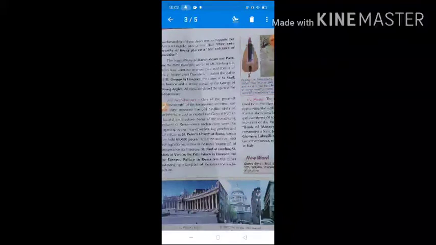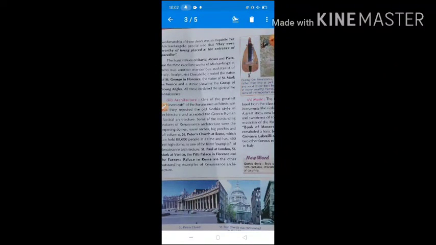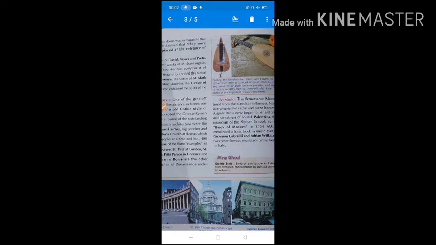Greco-Roman classical architecture. Some of the outstanding features of Renaissance architecture were the imposing domes, round arches, big porches, and tall columns. St. Peter's Church at Rome is an example in the field of architecture, which can hold 80,000 people at a time and has a 400 feet high dome. It is one of the finest examples of Renaissance architecture. St. Paul's at London and St. Mark's at Venice are all fine examples of the architecture.